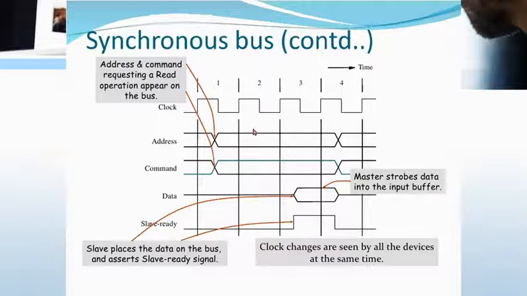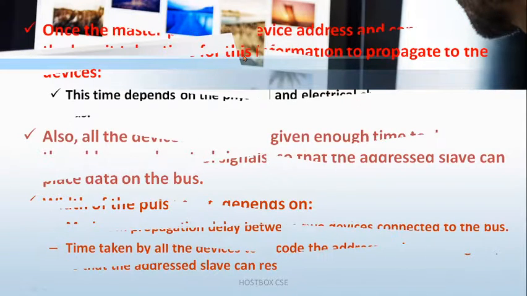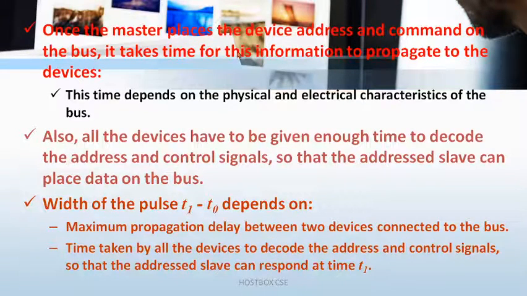Then what happens: the master stores data into the input buffer, then the slave places the data on the bus and asserts the slave ready signal. Whatever instructions come from the master, the slave will follow, and all the clock changes are seen by all the devices, the IO devices here. Some points are given here for understanding.